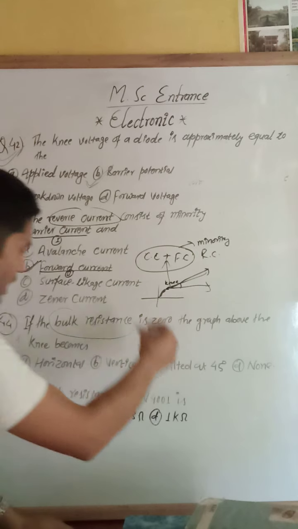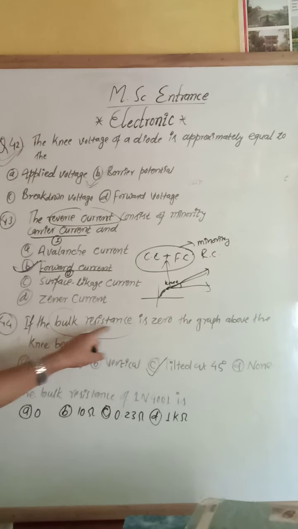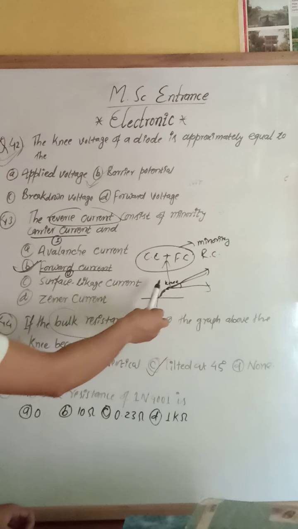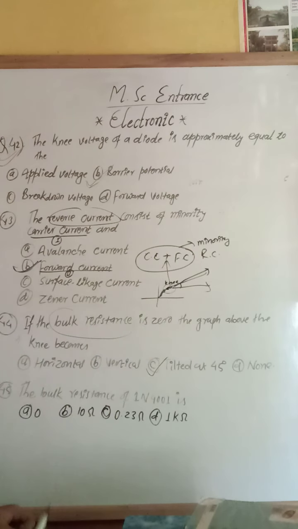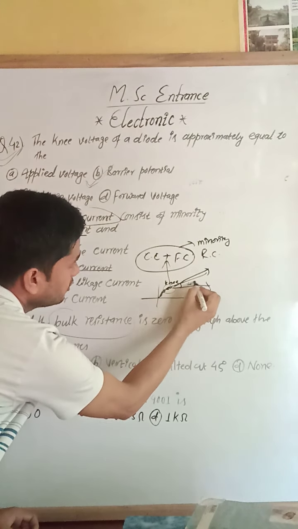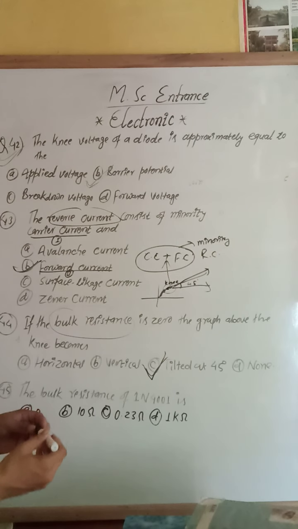Okay, its right option is option number C. If the bulk resistance is zero, the graph above the knee point, this is our knee, becomes tilted at 45 degree. How many degrees? 45 degree. Its right option is option number C.